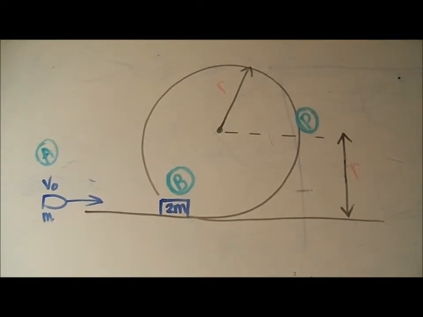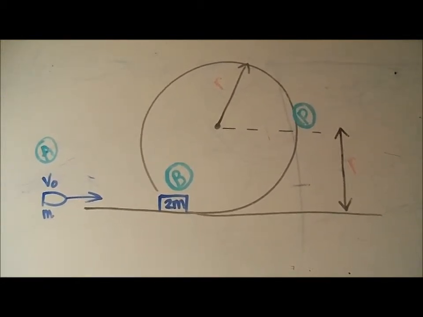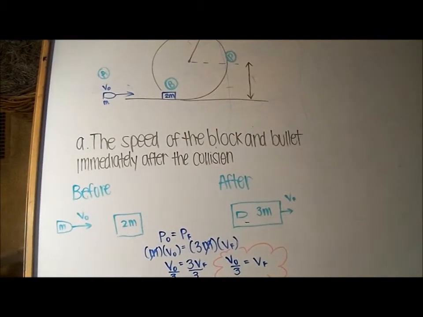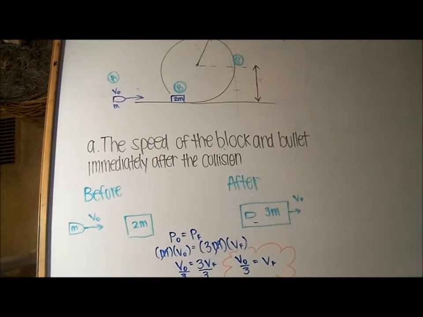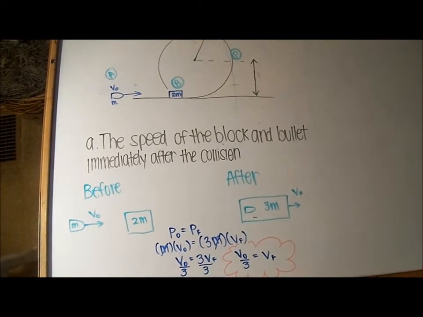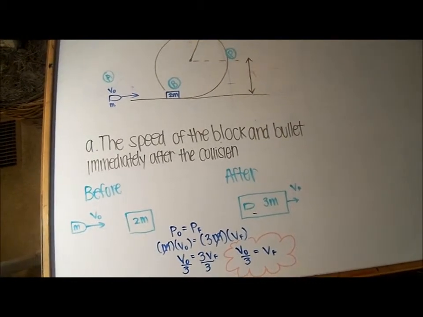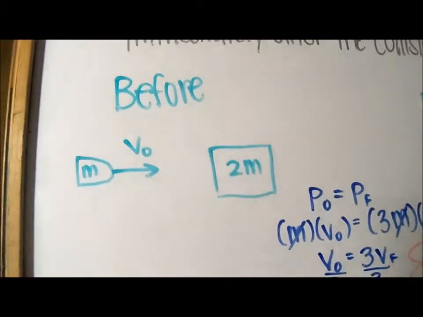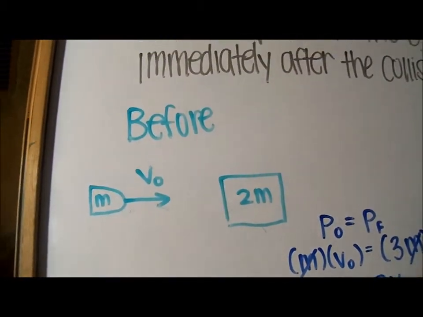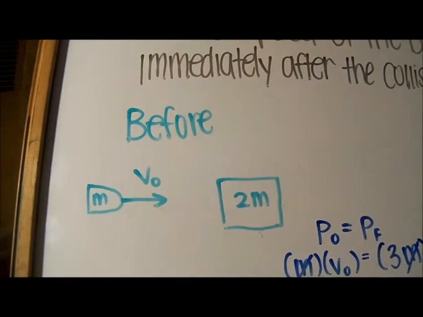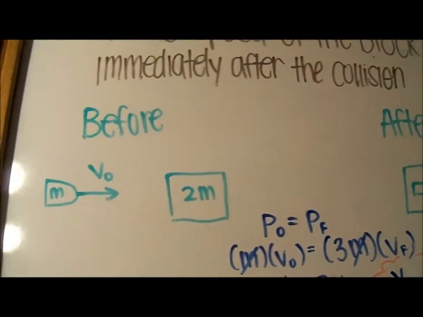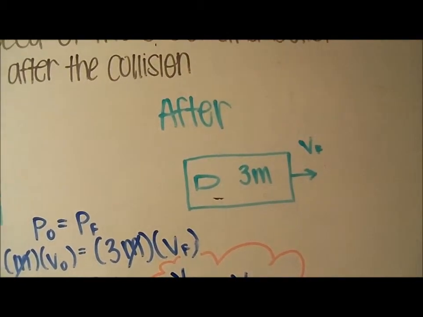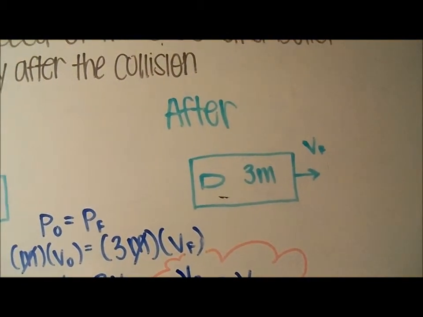Points A and B are where the collision takes place, and point P is what we will use for part B. In part A, you're asked to find the speed of the block and bullet immediately after the collision. First, you would have to draw a free body diagram. The free body diagram will consist of the bullet traveling at an unknown initial velocity towards the block. The after picture would show the block and the bullet combined with the mass of 3m going at a final velocity that is unknown.